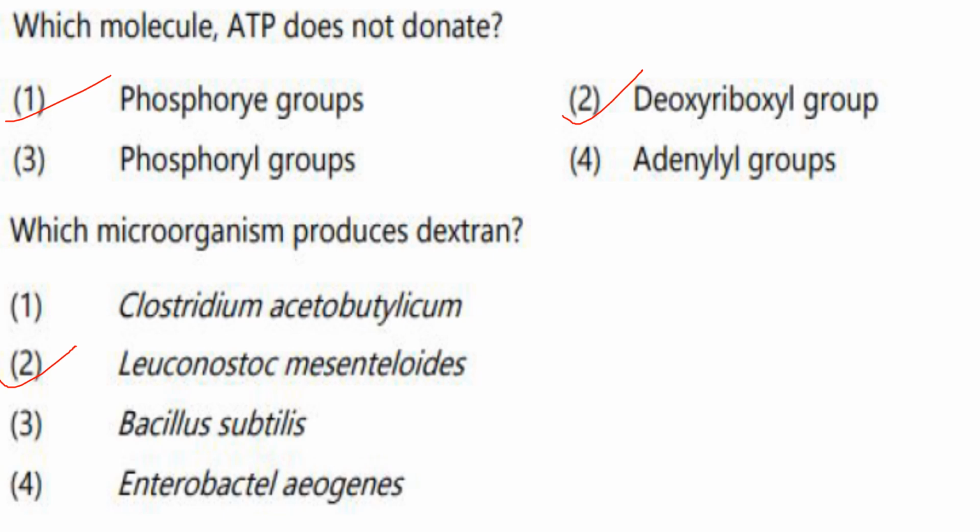Then next one. Which microorganism produces dextran? So it is Leuconostoc mesenteroides. Answer is option 2.